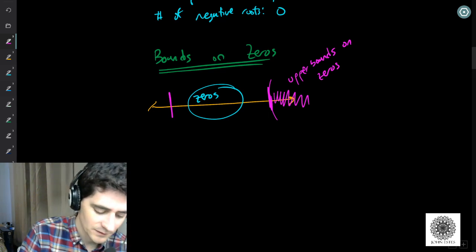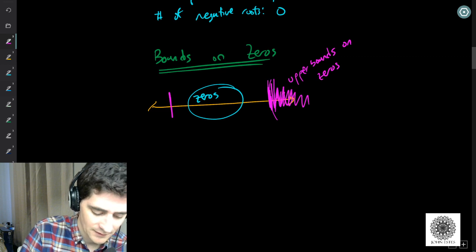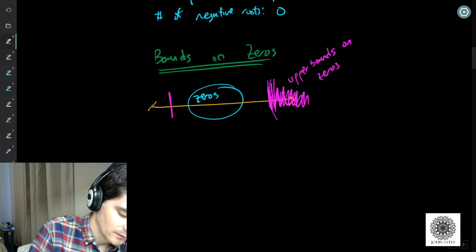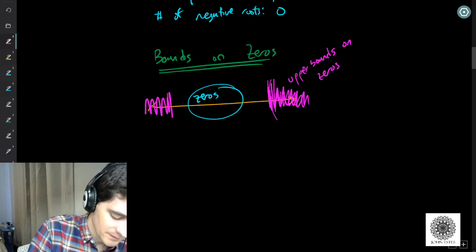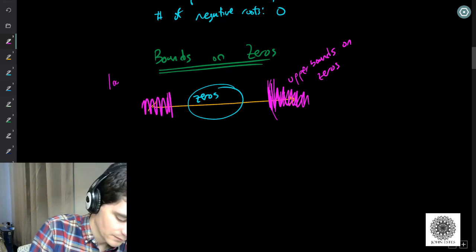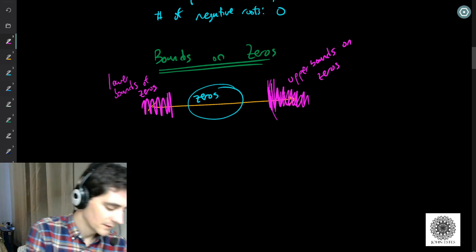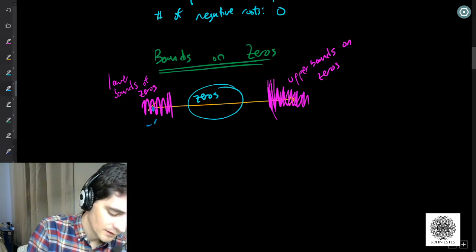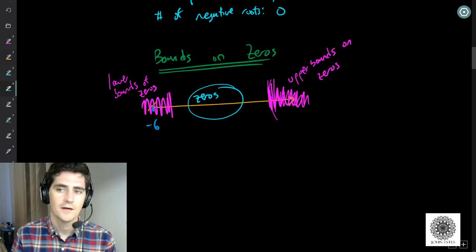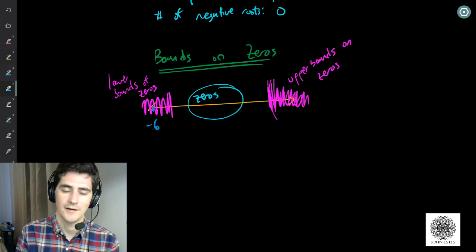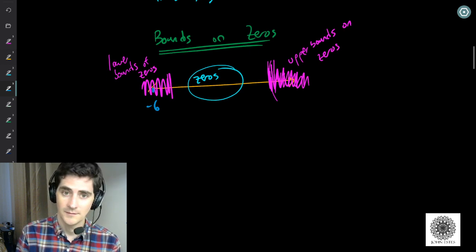And you can have a bunch of them. Don't think it's just the wall. Any of these count; any of these satisfy that definition. A lower bound is just the opposite of that. So these are lower bounds of zeros. If I know, for example, that -6 is a lower bound, then all of the zeros of this polynomial have to be bigger than -6. Does it make sense?